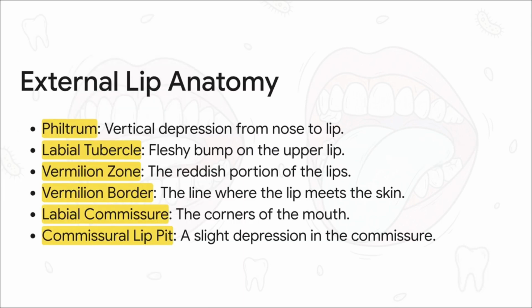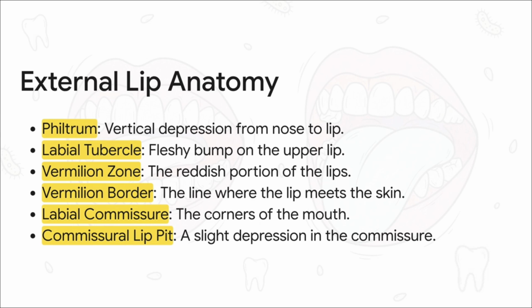Let's break this down. See that shallow vertical groove running from the bottom of your nose to your upper lip? That is the philtrum. Right below it, you've got a little fleshy bump called the labial tubercle. Now, the reddish part of your lips themselves, that's the vermilion zone. It's packed with blood vessels, which gives it that color. But fun fact, it doesn't have oil or sweat glands, which is exactly why our lips get chapped so easily.